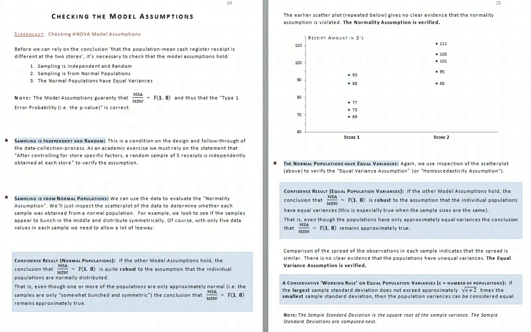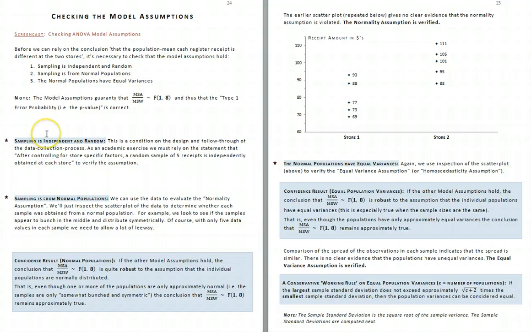Recall that the model assumptions are: the samples are independent of each other and each sample was obtained randomly. Each sample is taken from a normal population and the normal populations have equal variances. We'll go through each model assumption one at a time.